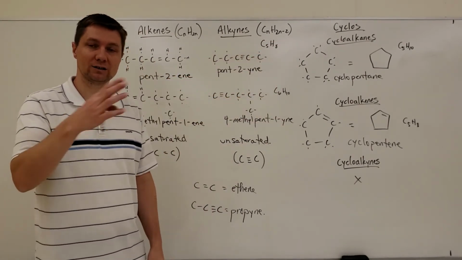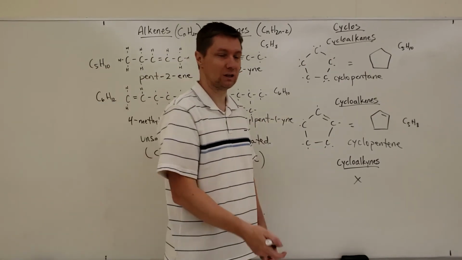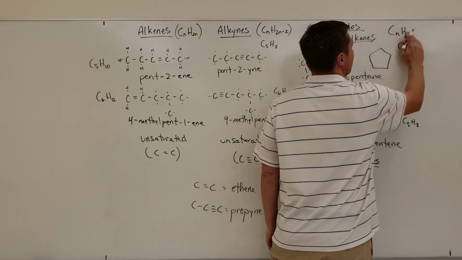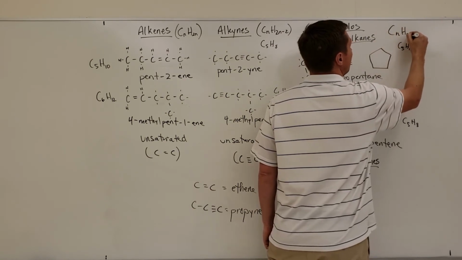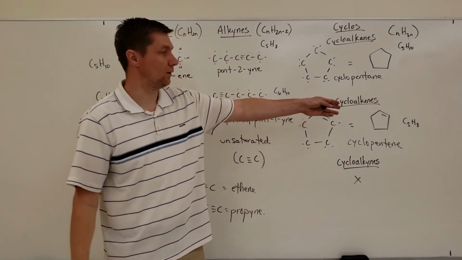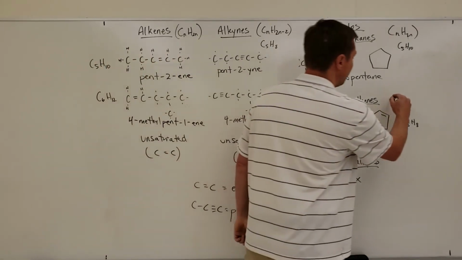Cycloalkanes, because they're isomers of alkenes, are going to have the same generic chemical formula as well, CnH2n. Like that. And cycloalkenes are isomers of alkynes, so they would have the same generic chemical formula.